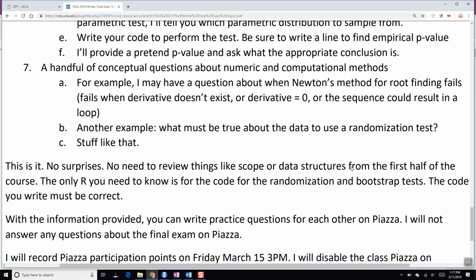As far as the R, you need to know how to write the R code for the randomization and bootstrap tests, okay? And that code that you write has to be correct, okay? You'll lose points if the code you write is wrong, or there are errors in it. So make sure that the code you write for that part is correct. Make sure when you write your code, it's legible, okay?